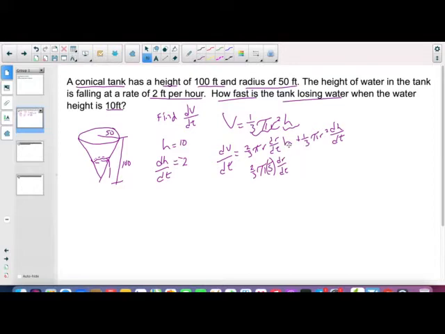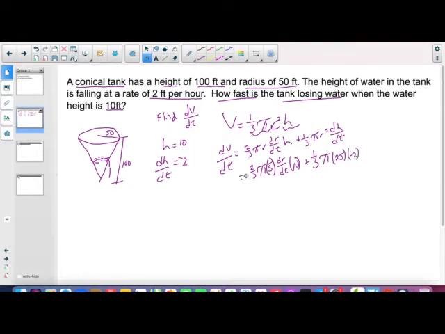The height at the instant they're talking about is 10, so we can plug 10 in, and then if we plug everything else in that we know, we've got pi, we know r was 5, so r squared is 25, and then dH over dt is -2.